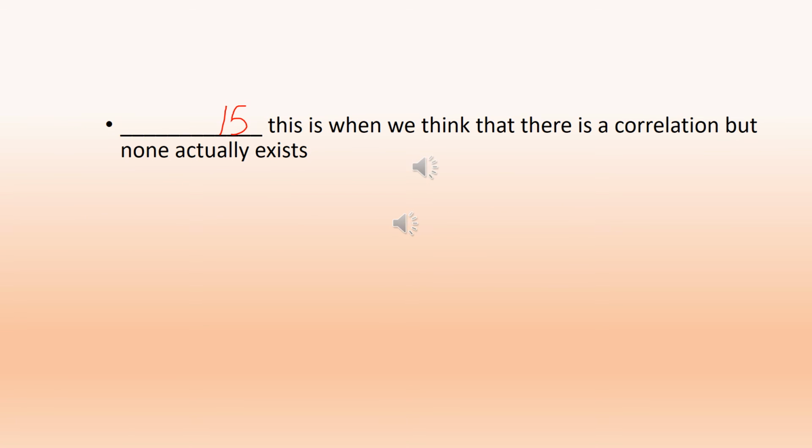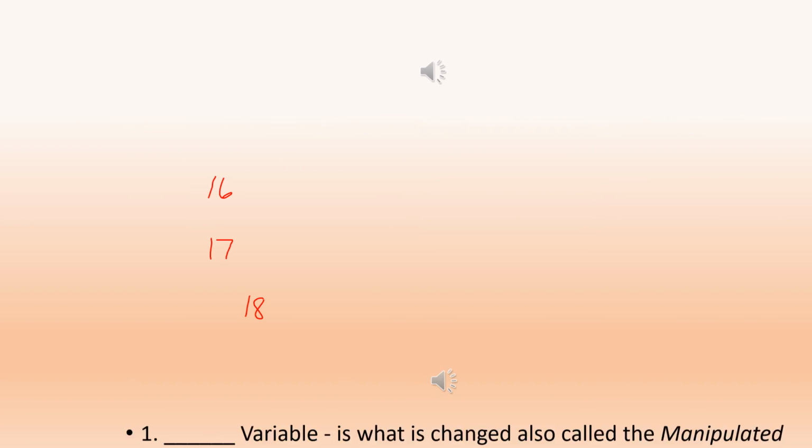This is when we think there's a relationship or a correlation, kind of like a myth that, if you go outside without a coat on, you're going to get sick. We tend to think there's a relationship because somebody told us that before and then we noticed it. Number 15, illusory correlation.